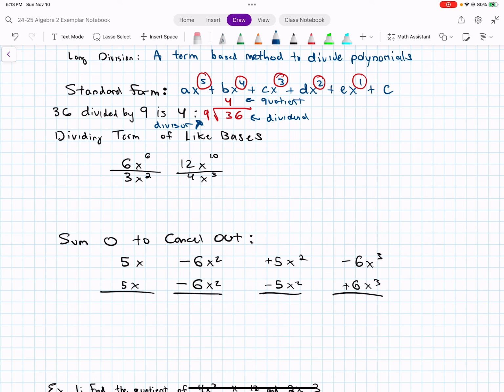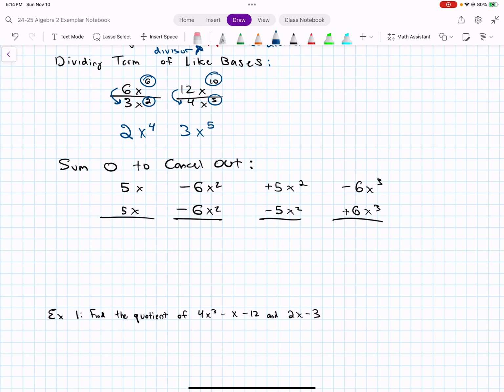Another one is dividing terms of like bases. And this is where we have 6x to the 6th power divided by 3x squared. So again, we divide the coefficients. 6 divided by 3 is 2. And we subtract the exponents. 6 minus 2 is 4. So 6x to the 6th power divided by 3x squared is 2x to the 4th power. Next, 12x to the 10th power divided by 4x to the 5th power. 12 divided by 4 is 3. 10 minus 5 is 5. Again, divide the coefficients, subtract the exponents.